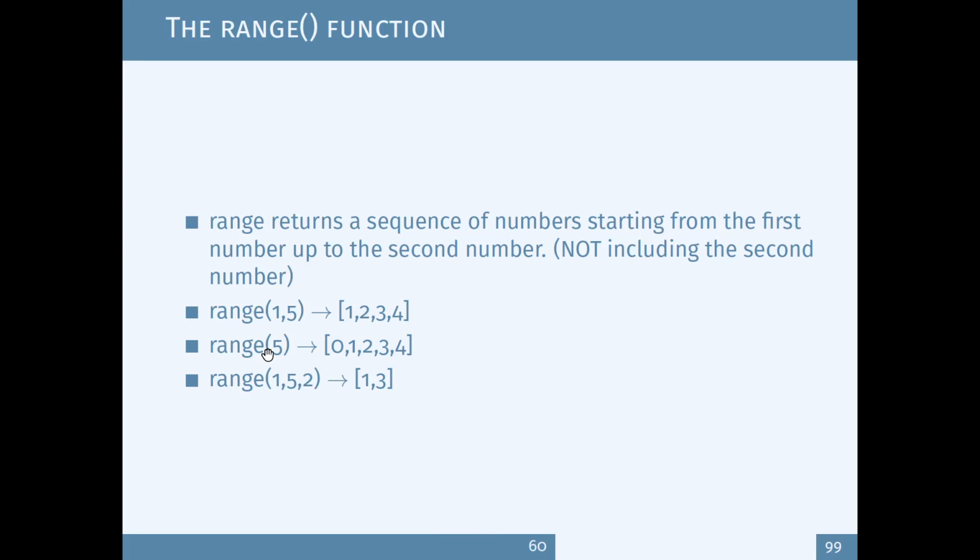If you have just 1 value, which indicates only the stop value, it always starts with 0. So you will have 0, 1, 2, 3, up to 4. But if you have 3 values, then you have start, stop, and step. So you start with 1, the step is 2, which means after 1 you add 2 and get 3. Then if you add 2, it becomes 5, but the value should be less than 5. So in this one, we will get 1 and 3.